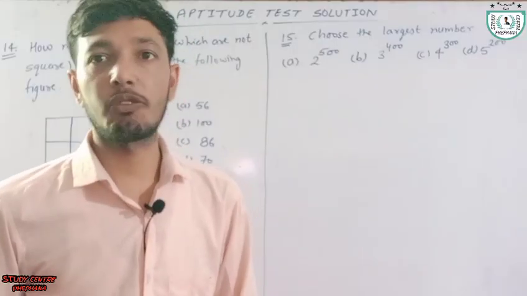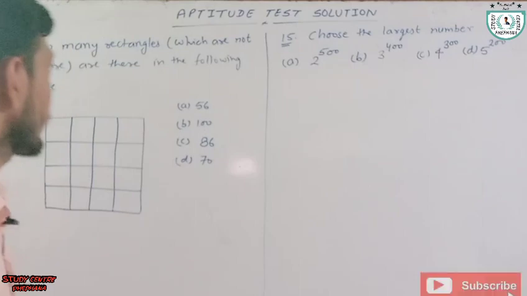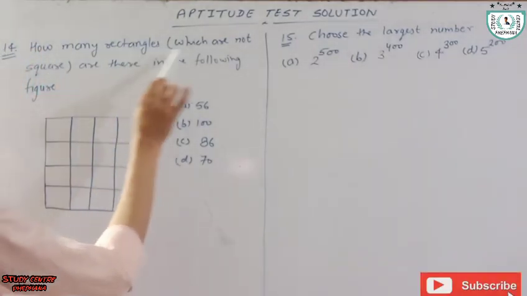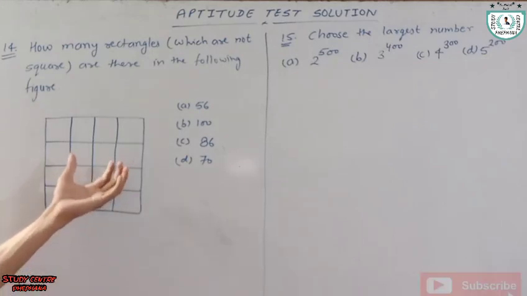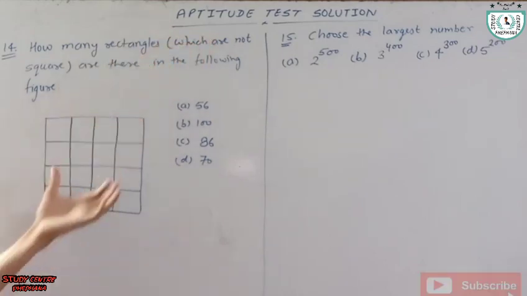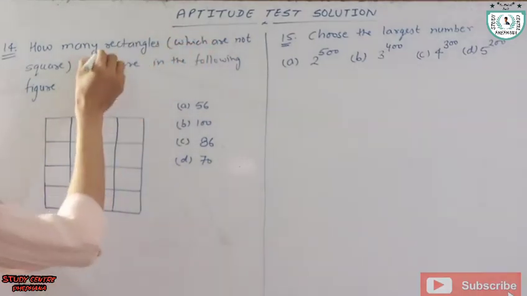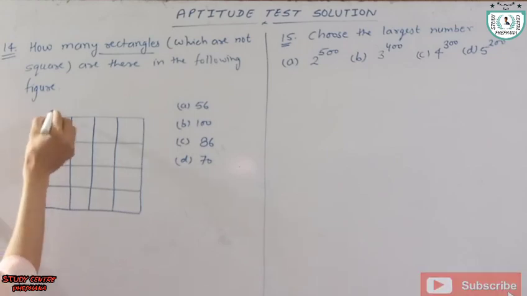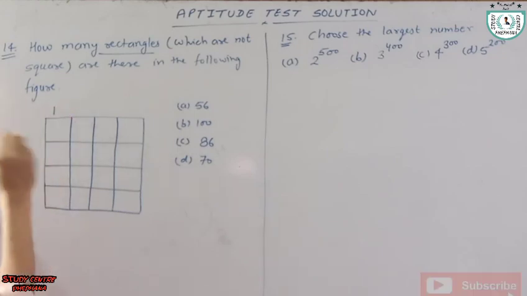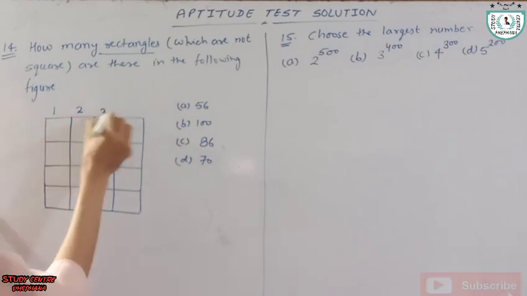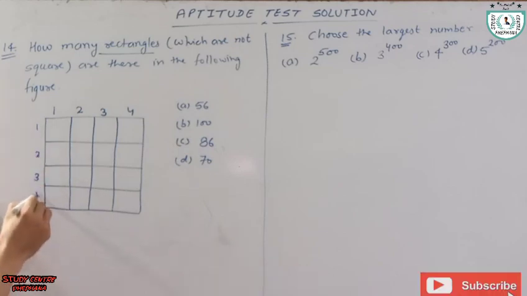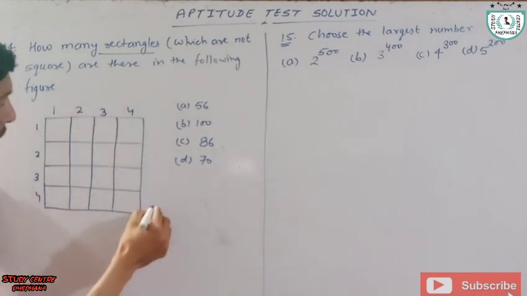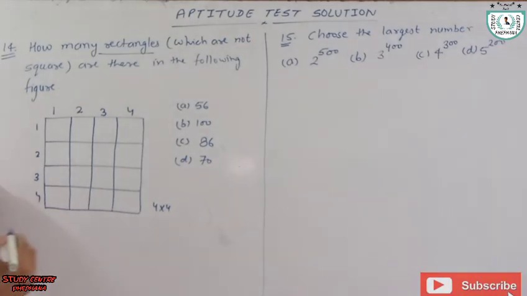Okay, now we have question number 14. In question number 14 we are given: how many rectangles which are not square are there in the following figure? We have to find out the number of rectangles which are not square. For the number of rectangles, I put here the values of columns 1, 2, 3 and 4, and values of rows 1, 2, 3 and 4. Now I can say that this figure is a matrix of 4 into 4.